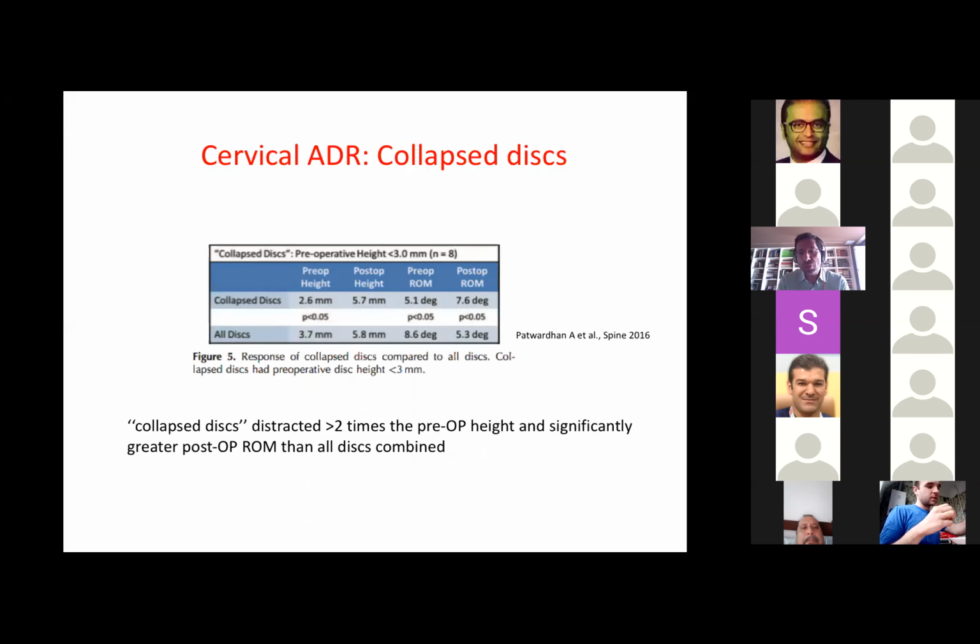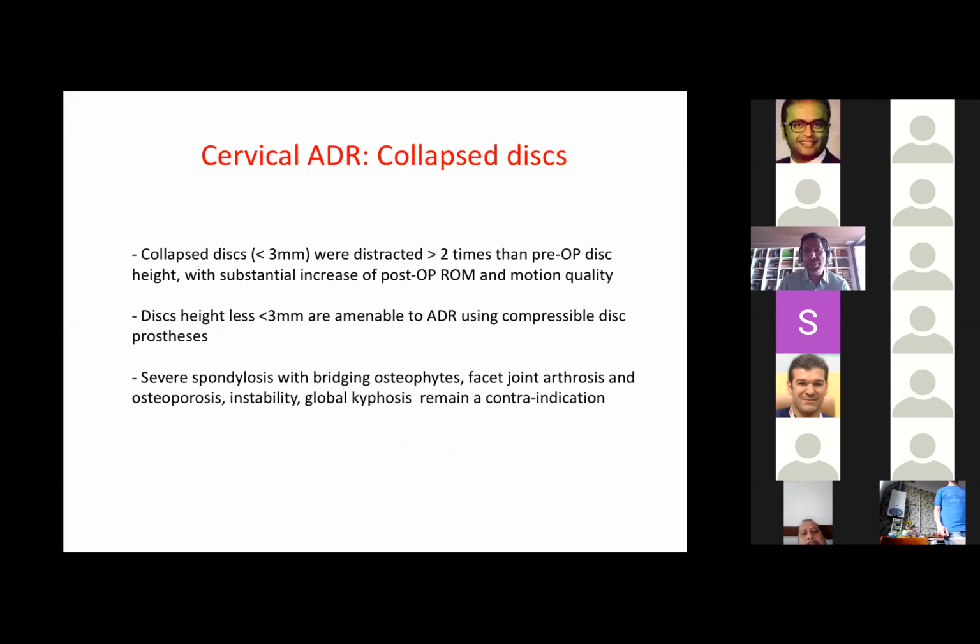This has been shown by Pat Worden in 2016. That's the only study I know about this topic. The results are really the same. So collapsed discs can be distracted 2 times more than pre-op disc height. And they are, of course, amenable to TDR using a compressible disc prosthesis.